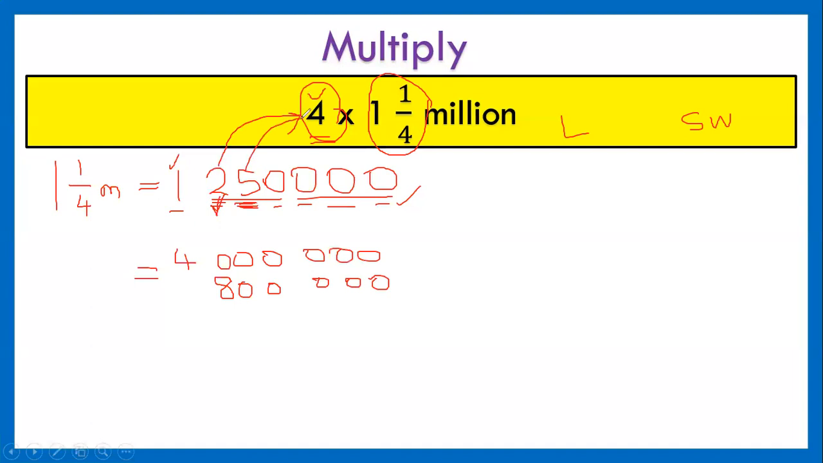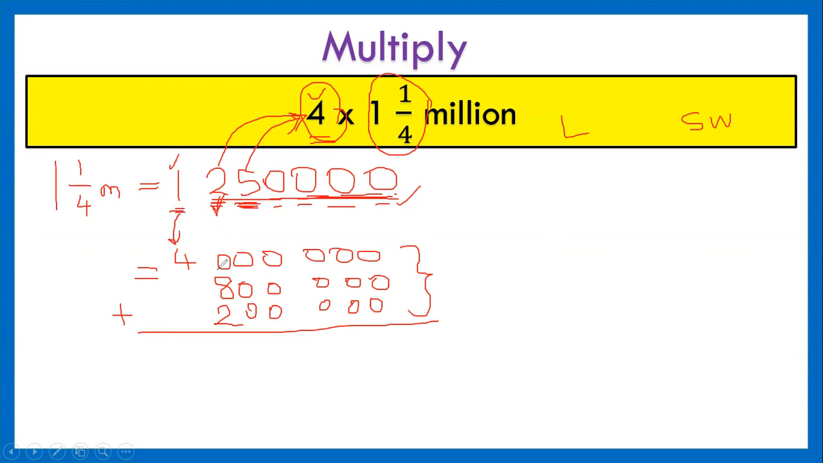Okay, now then go to the next digit, 50,000. 50,000 times 4. Now, what happens when you have 50,000 times 4? You will get 200,000. So, write down 200,000. And then finally, the rest are all zeros. So, there's no multiplication that needs to be done further. Add all your answers over here.